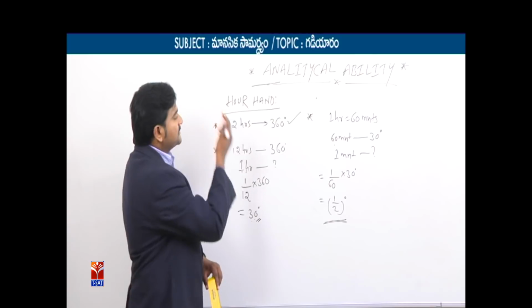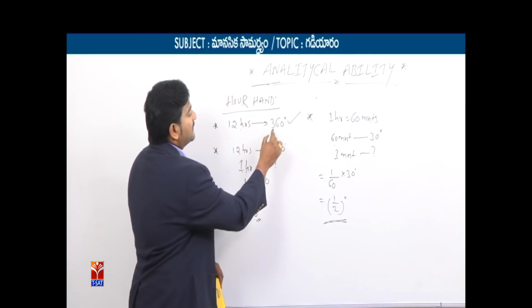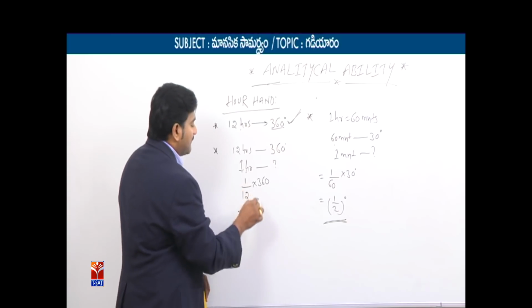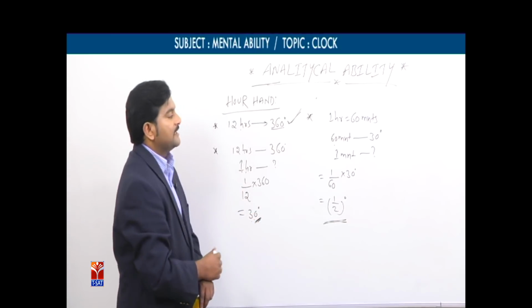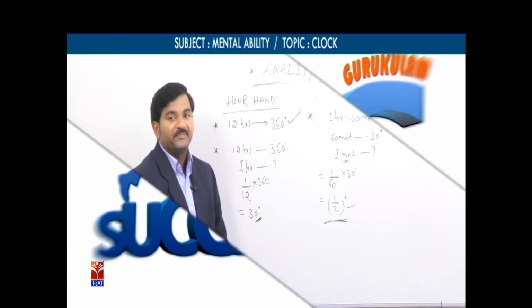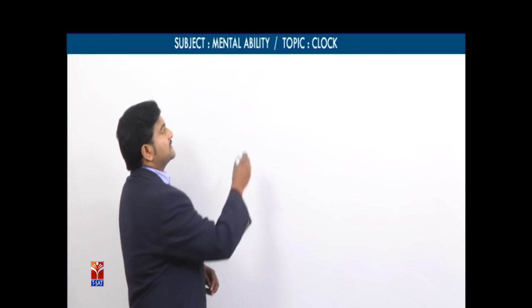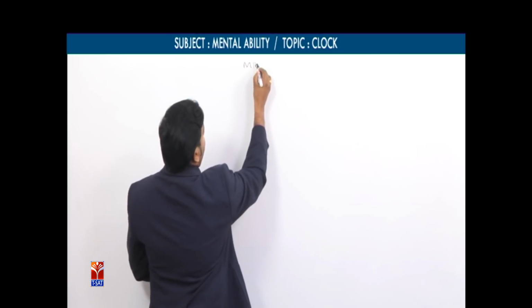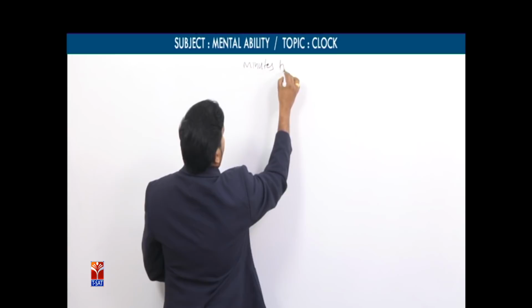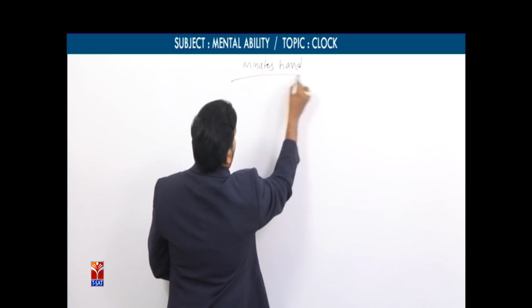First point: in the span of 12 hours, the hour's hand makes 360 degrees. In the span of 1 hour, the hour's hand makes 30 degrees. In the span of 1 minute, the hour's hand makes only half a degree. Now we will focus on the minute's hand. There are 3 points we covered in the hour's hand. Now there are 2 points we are going to cover in the minute's hand.